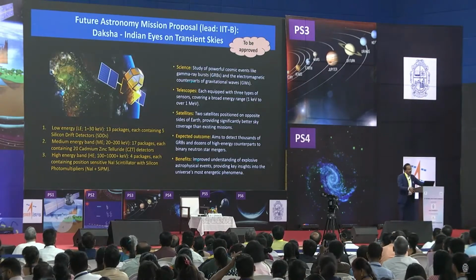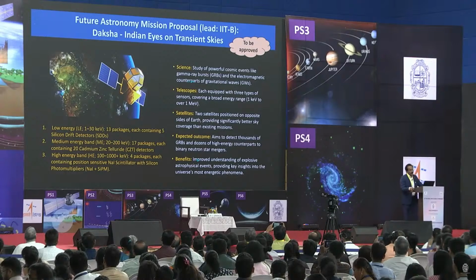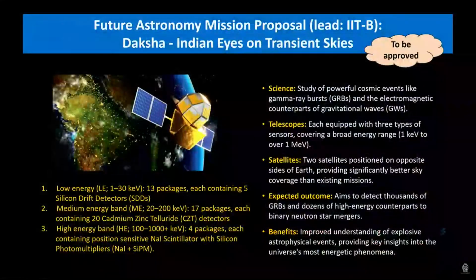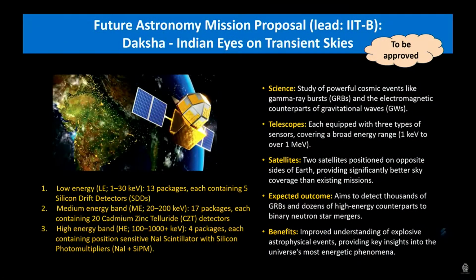Another interesting mission that has come out with a proposal from IIT Mumbai is the Daksha, an Indian sky survey on transient skies, which looks at the low energy detectors, which are placed at 13 different locations, and similarly the medium and high energy band detectors, basically to look at the powerful cosmic events like gamma ray bursts as well as other electromagnetic counterparts of the gravitational waves, to observe in a continuous manner.